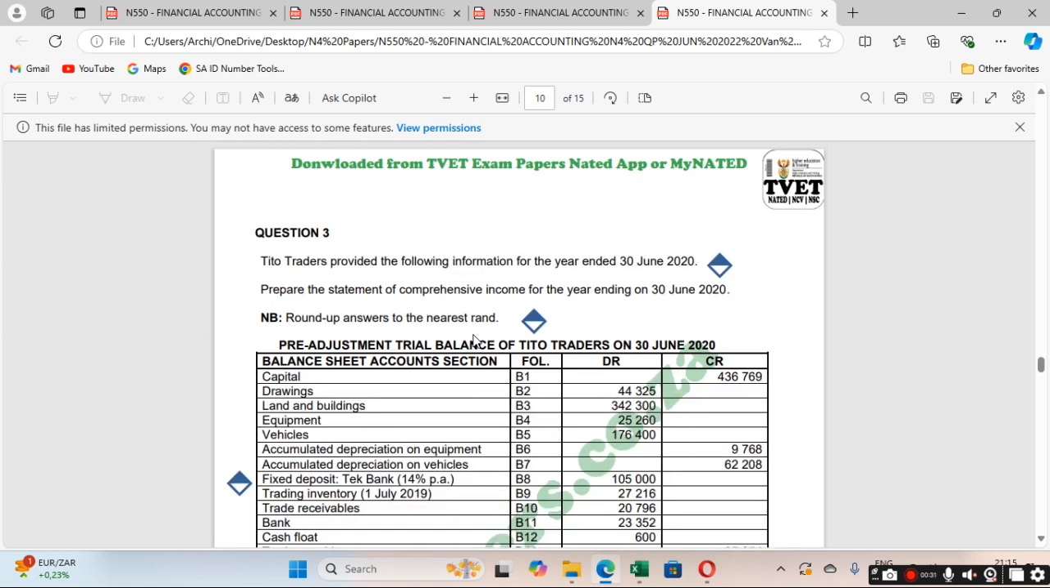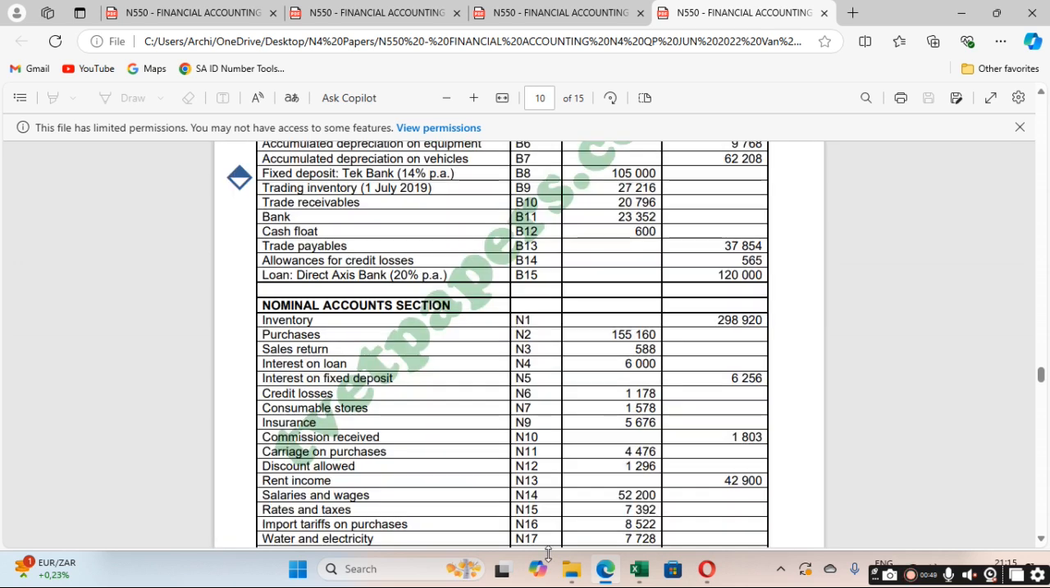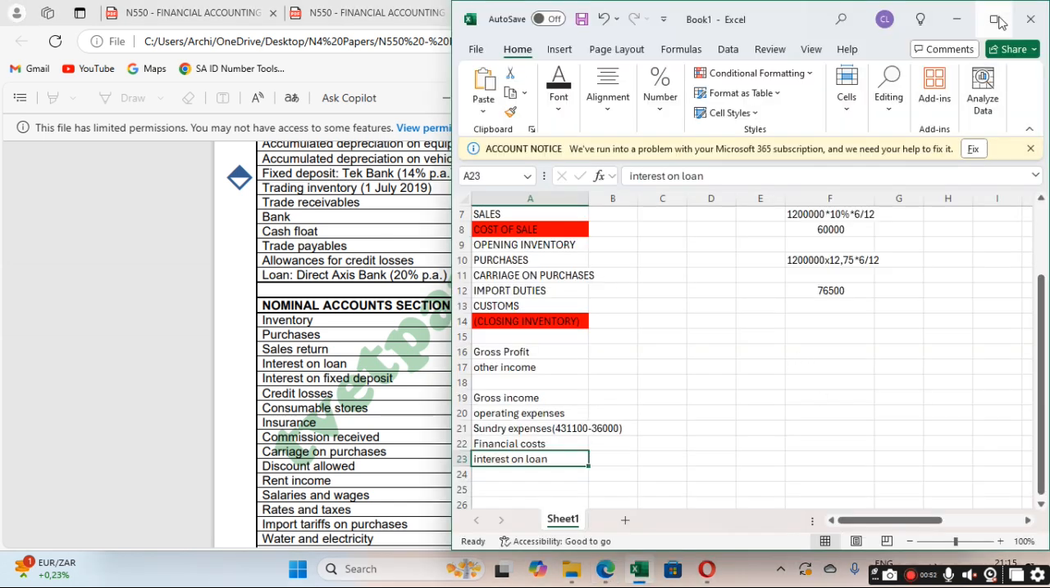Okay, so this is question 3. We'll be focusing on this question 3, which says Tito Traders provided the following information for the year ended 30 June 2020. So 30 June 2020, we need to keep that in mind.